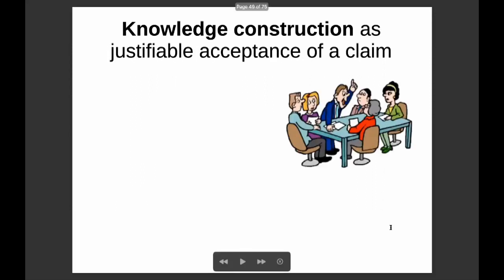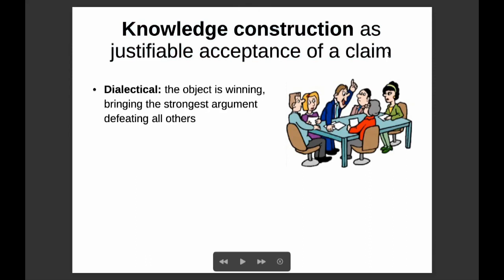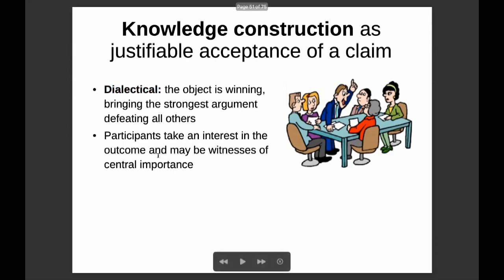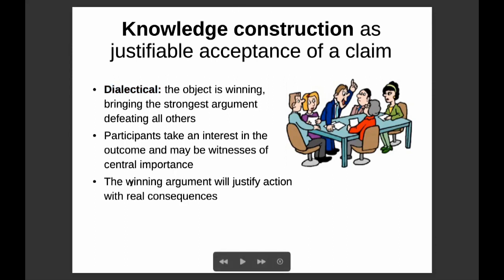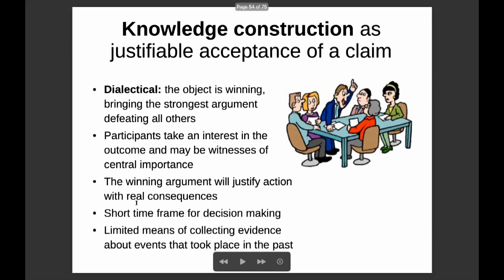To conclude, in this week we made clear that knowledge construction can be seen as a justifiable acceptance of a claim. There is some conclusion, the claim, which is accepted by the social participants, as it has been adequately justified. Knowledge construction is dialectical. The objective is winning, bringing the stronger argument and defeating the others. Participants take an interest in the outcome and may be witnesses as well. The argument that wins is a conclusion that typically justifies an action that brings real consequences. Those potential consequences are what motivate the parties to participate.